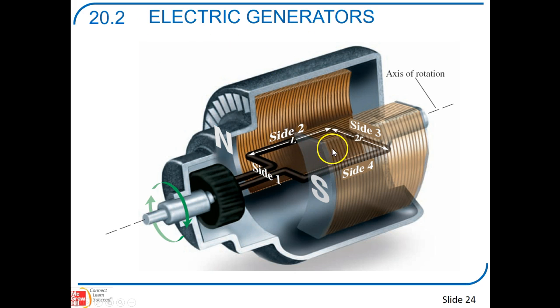We're going to look at section 20.2, electric generators, and this is great to go right after the motional EMF because in a generator, what we're doing is we have a magnet. So you'll notice that we have two magnets, a north and a south side here, therefore we generate a magnetic field across this coil.